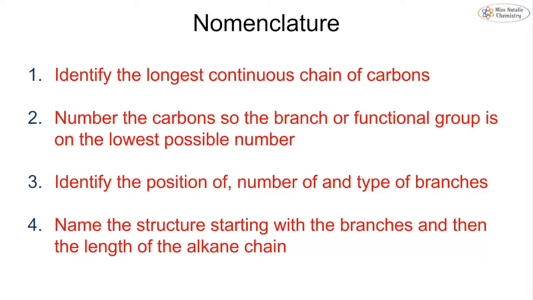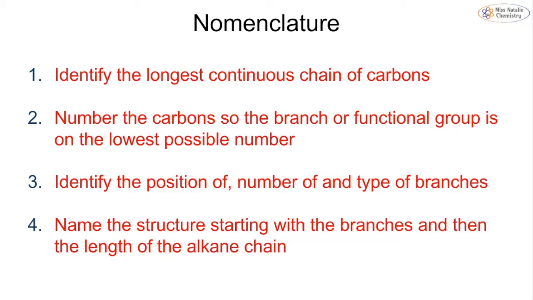So in terms of nomenclature, how we do this is we first identify the longest continuous chain of carbons. We then number the carbons so that the branch or the functional group is on the lowest possible number. We identify the position, the number and the type of branches, and then we name the structures starting with the branches and ending with the length of the alkane chain.